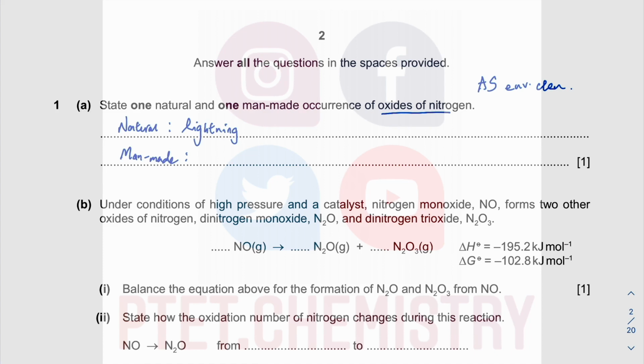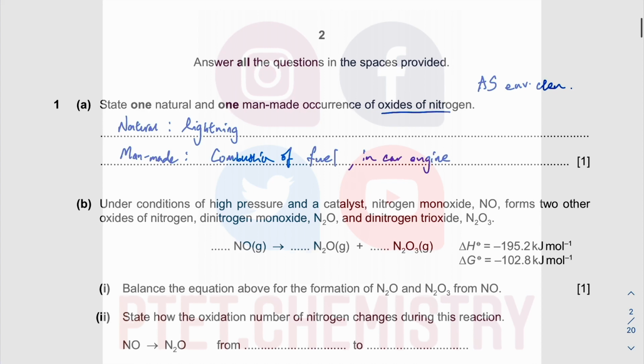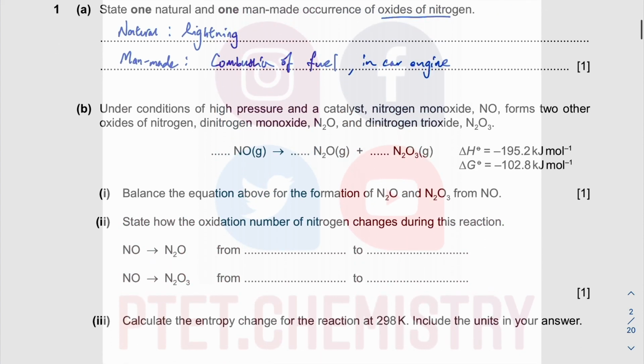Yeah? And of course, the man-made action comes from the combustion of fuel, and that is high enough. There's high enough temperature in the car engine. Yeah? In the car engine, for the nitrogen that's present in the atmosphere to be broken, the nitrogen triple bond to be broken, and therefore to undergo reactions. All right.